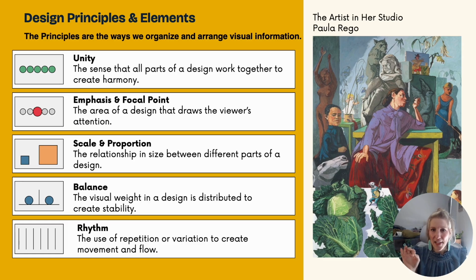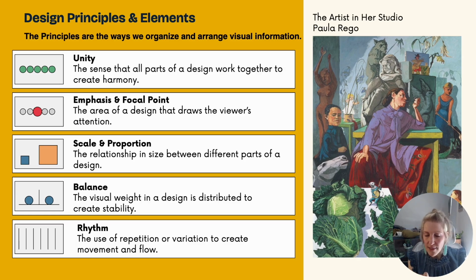Unity is the sense that all parts of the design work together to create harmony. Emphasis and focal point are the area of a design that draws the viewer's attention. Scale and proportion is the relationship in size between different parts of a design. Balance is the visual weight in a design and how that's distributed to create stability or instability. And rhythm is the use of repetition or variation to create movement and flow.